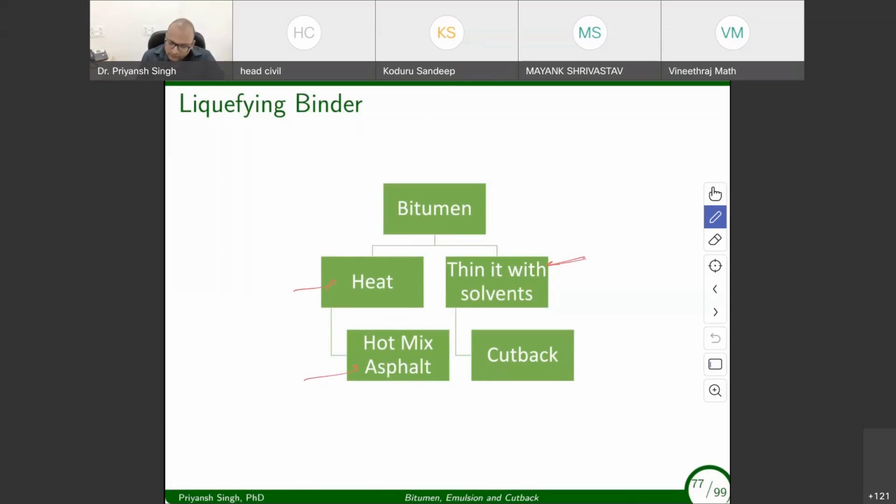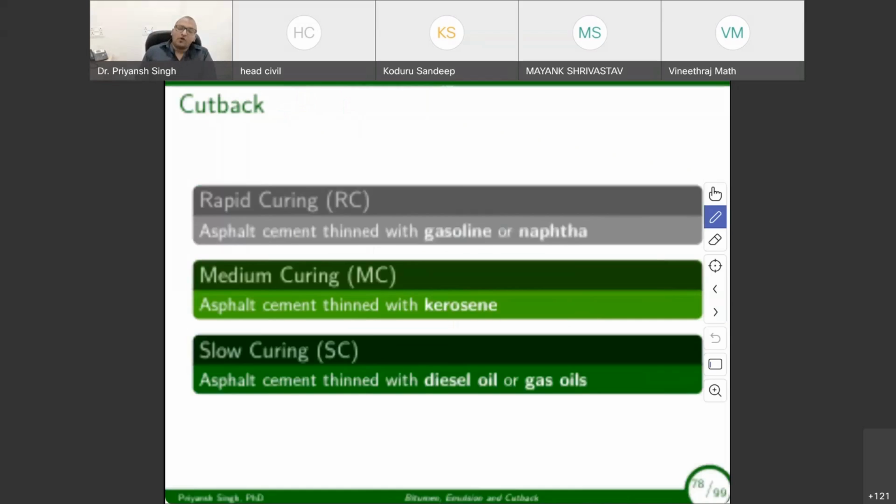So if you use any kind of solvent, that essentially needs to be hydrocarbon oil or some component of the crude oil, because like will dissolve like. So that will give you the cutback. Now based on what oil you have used, the cutbacks can be divided into three types: the rapid curing, the medium curing, and slow curing.